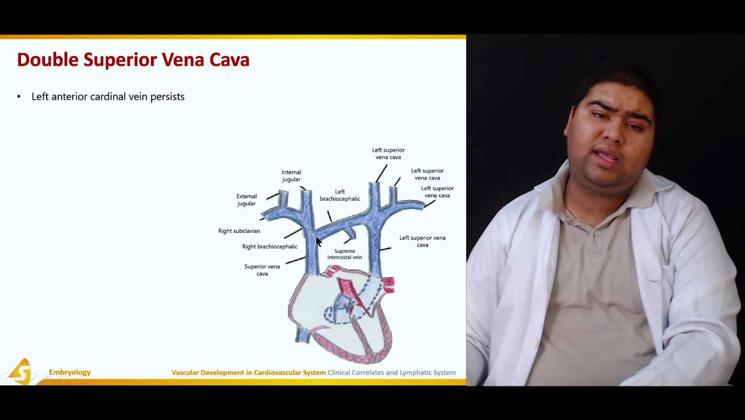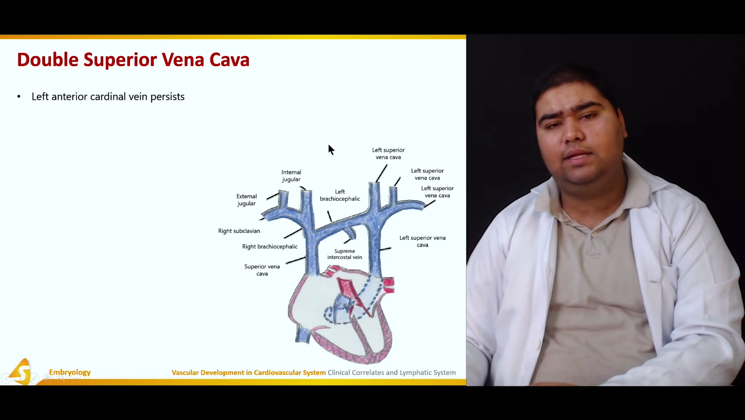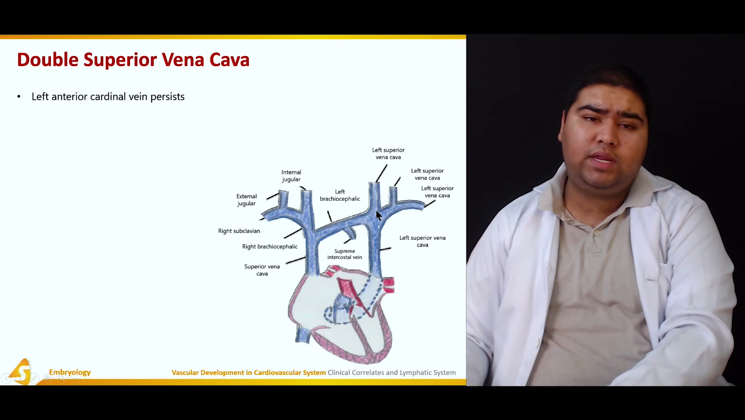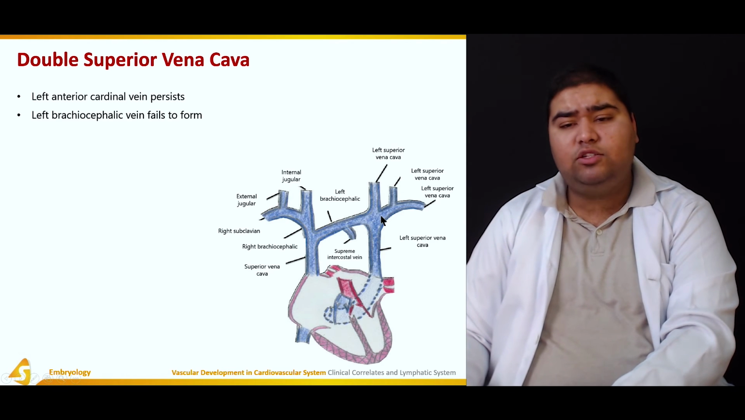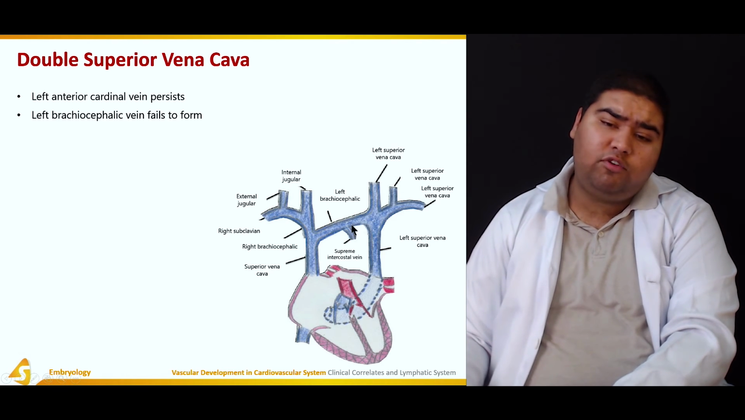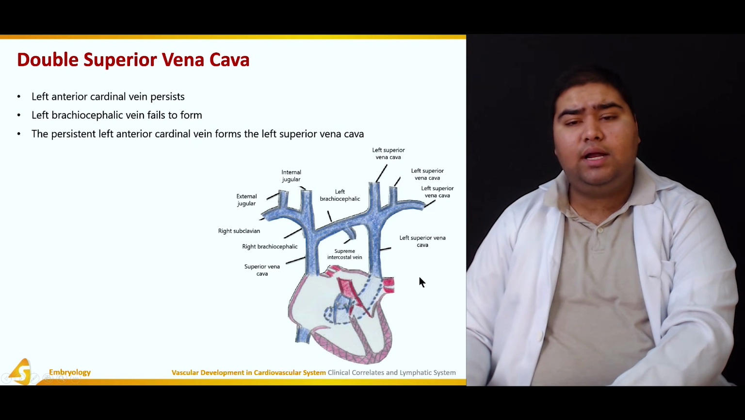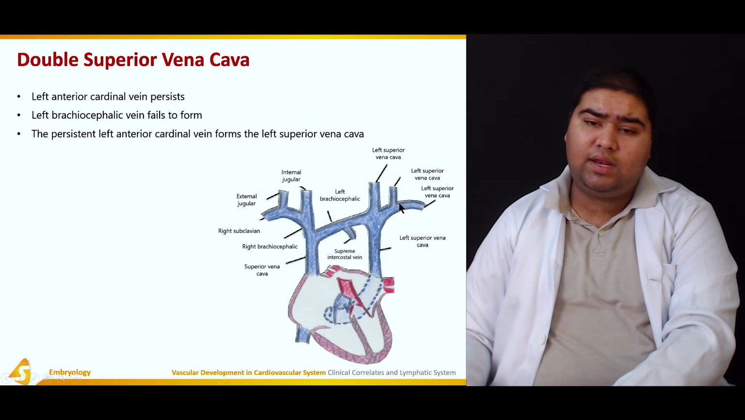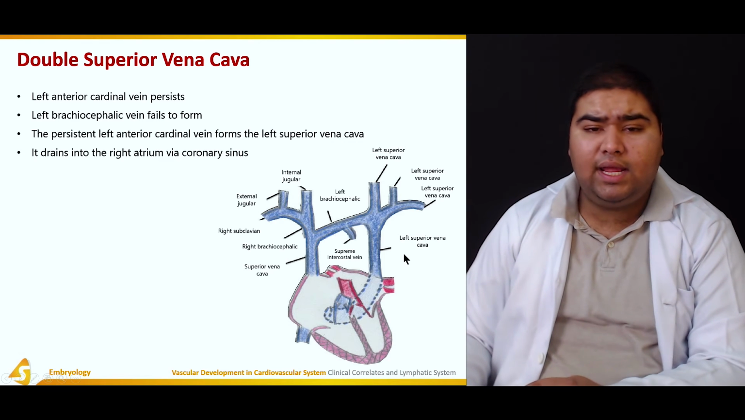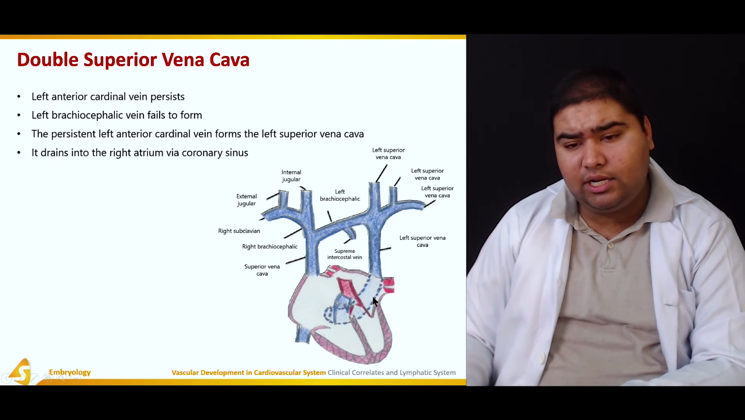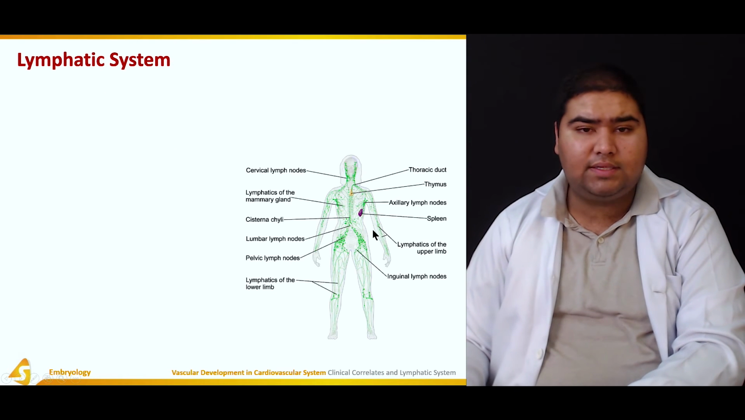Now, double superior vena cava. In double superior vena cava, the left anterior cardinal vein persists as the left superior vena cava. The left brachiocephalic vein, however, may or may not form. The persistent left anterior cardinal vein forms the left superior vena cava. This is the left superior vena cava. It drains into the right atrium with the help of the coronary sinus, as discussed previously.